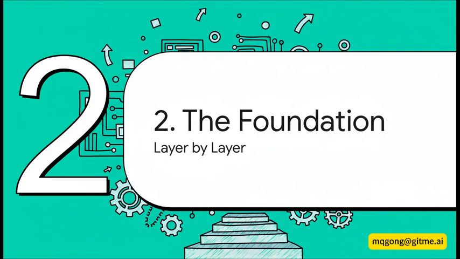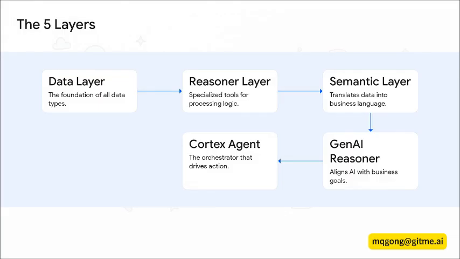So you might be wondering, how in the world do you build something like this? Well, it's not just one piece of software you install, it's a really carefully constructed architecture. And it all starts with a solid foundation, which Snowflake has conveniently broken down for us into 5 key layers. I want you to think of this as literally the blueprint for building a brain for your business.